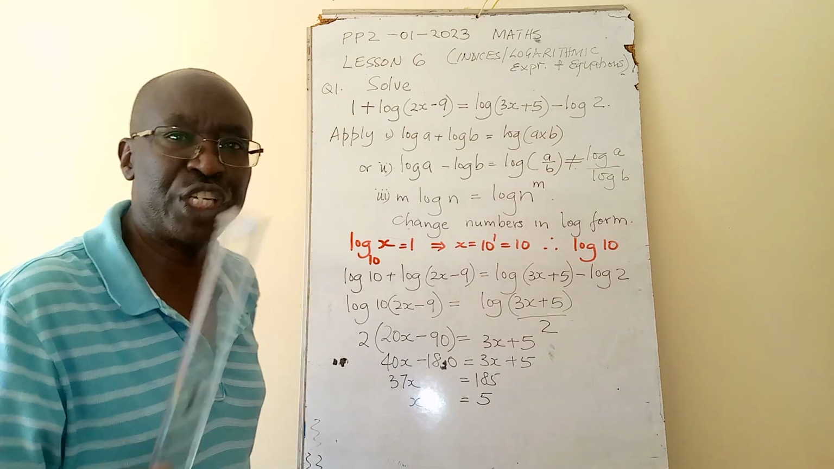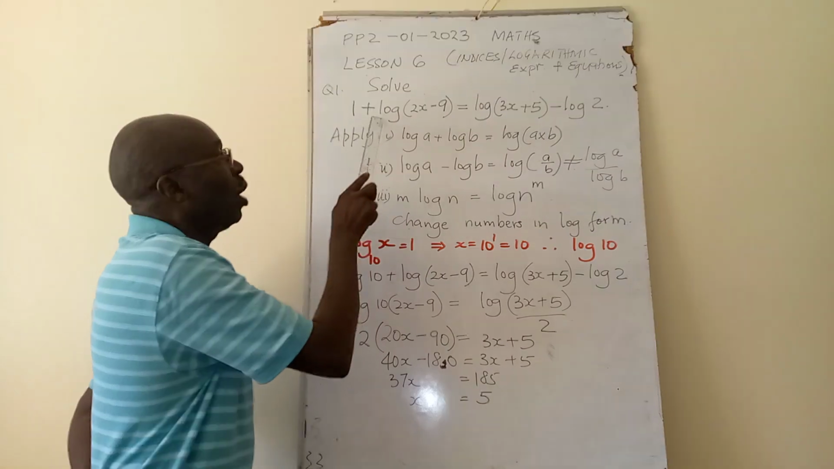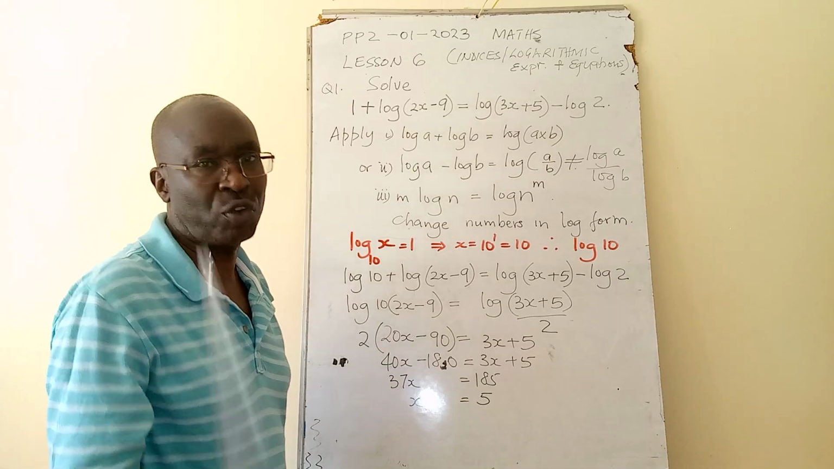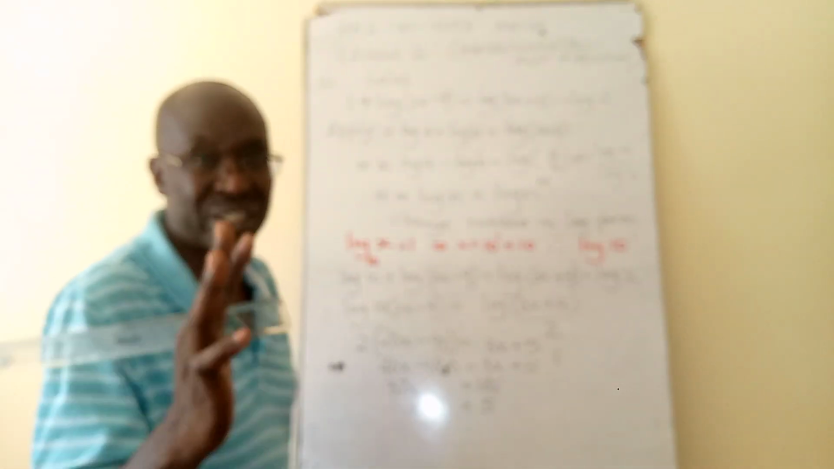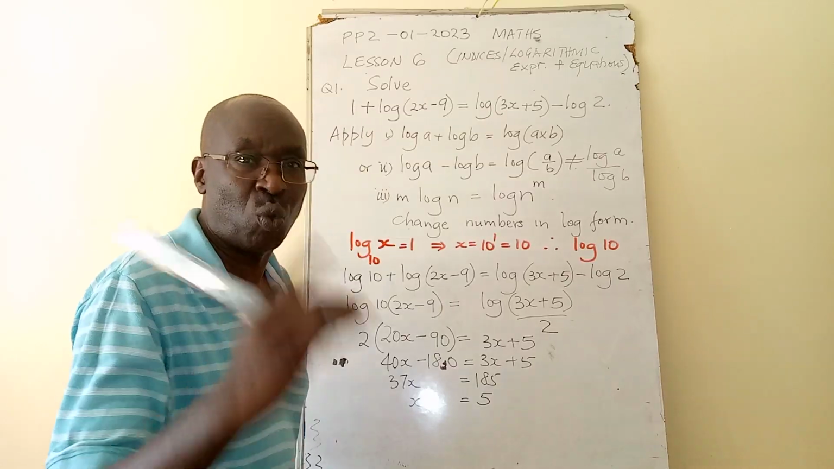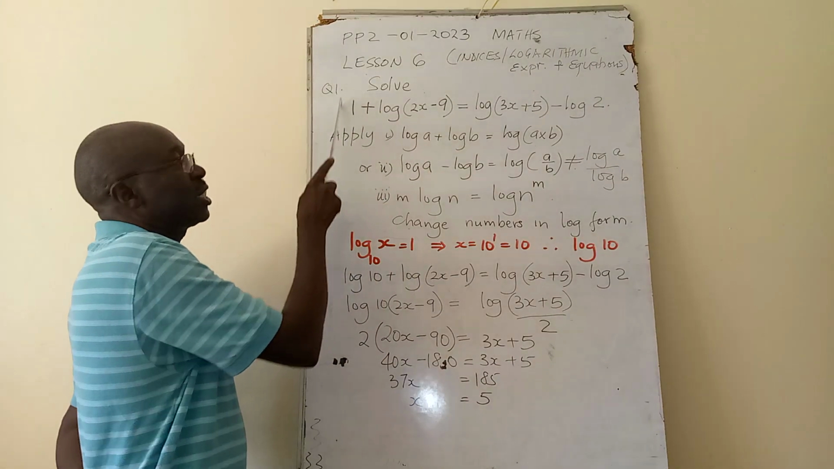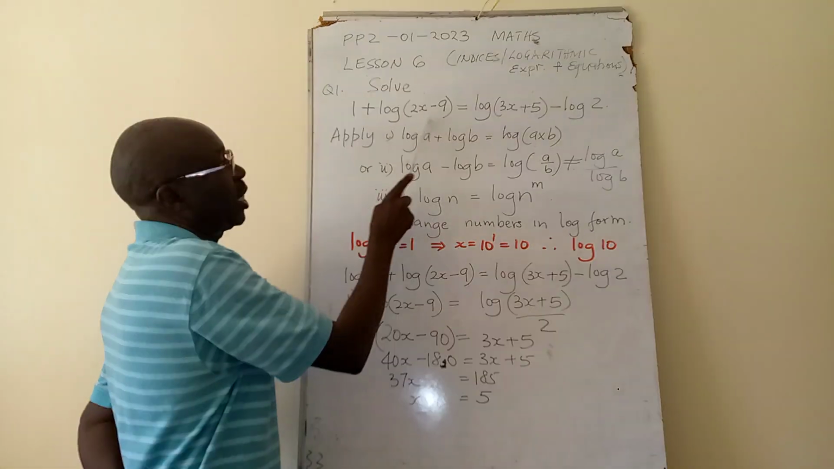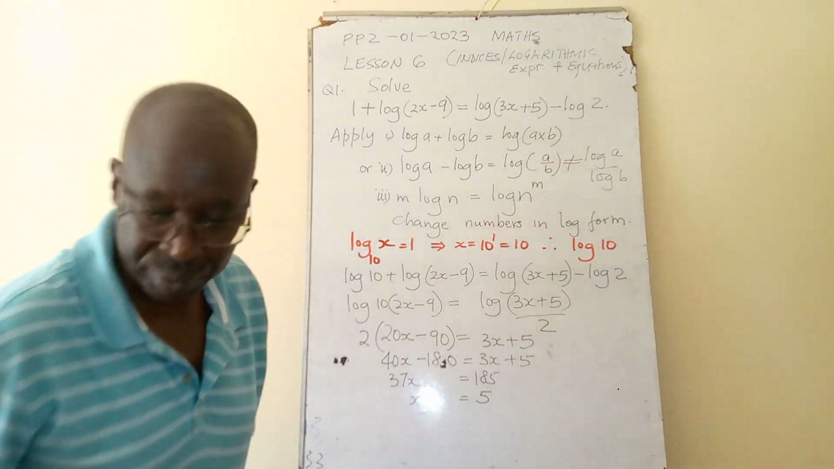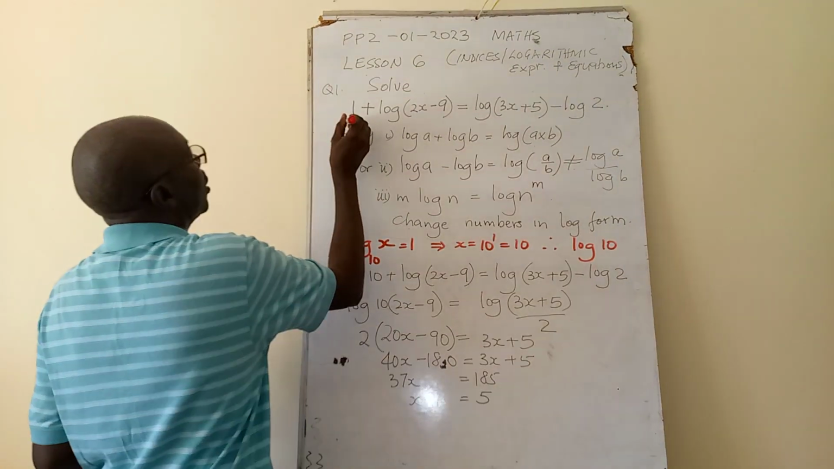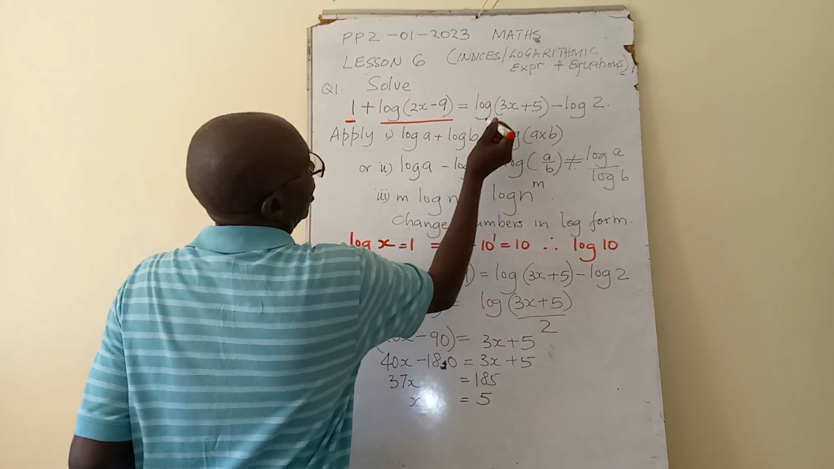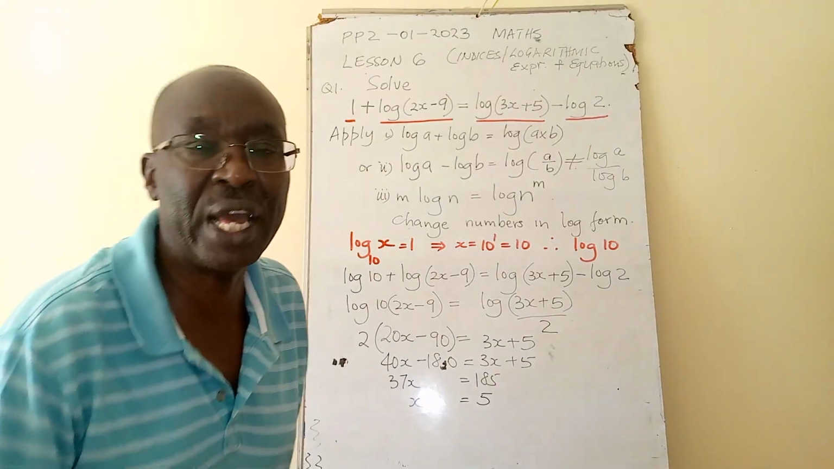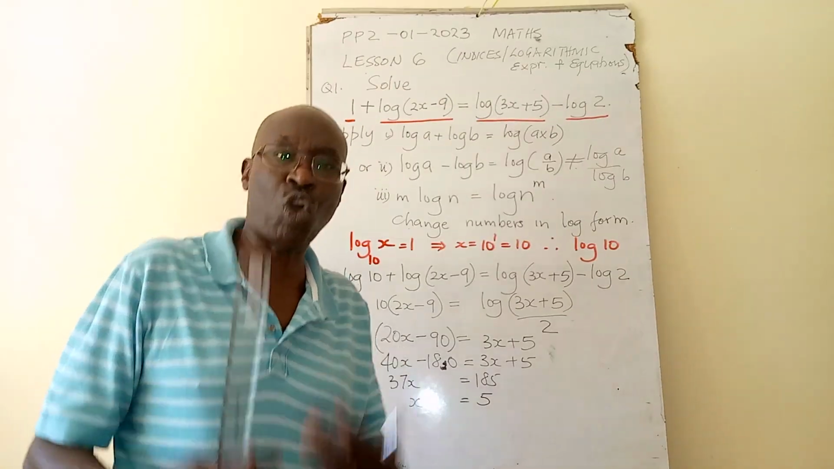Now, what do you need to know? Your question must be written, all of them, in terms of log. Every term must be in terms of log. So what do I mean? This is my first term of the equation, 1. Then this is the second term. So everything there must be written in terms of log.